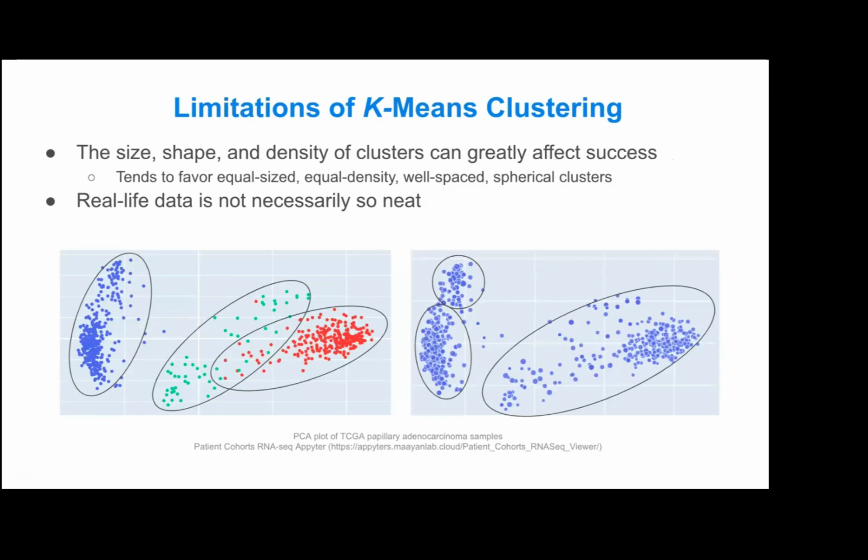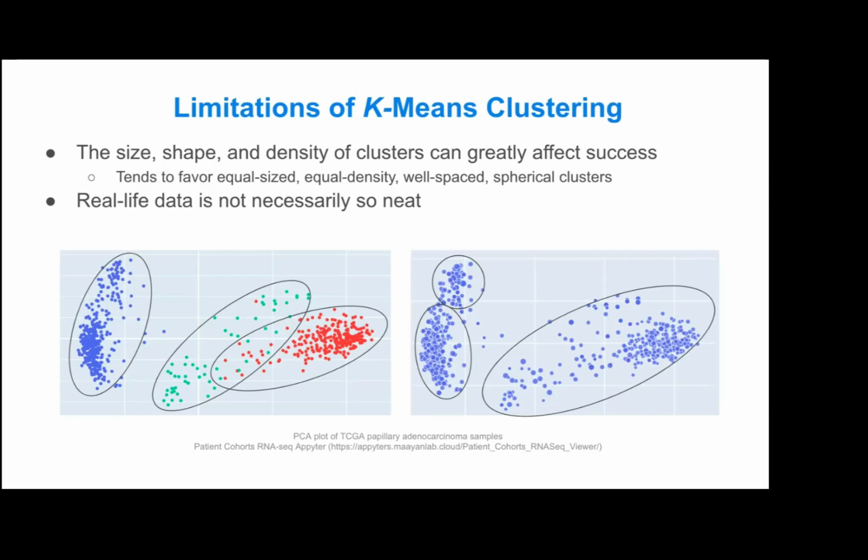K-means clustering, like I said earlier, is pretty commonly used because the implementations for it are quite simple, and it is quite intuitive to understand. But one limitation is that the size, shape, and density of the clusters can all greatly affect the success of k-means clustering. K-means clustering does tend to favor equal-sized, equal-density, well-spaced spherical clusters. If you think about trying to assign points to a center, you're going to be looking for more elliptical or circular shaped clusters, which might not necessarily be true to your data. Real life data is not necessarily that neat.